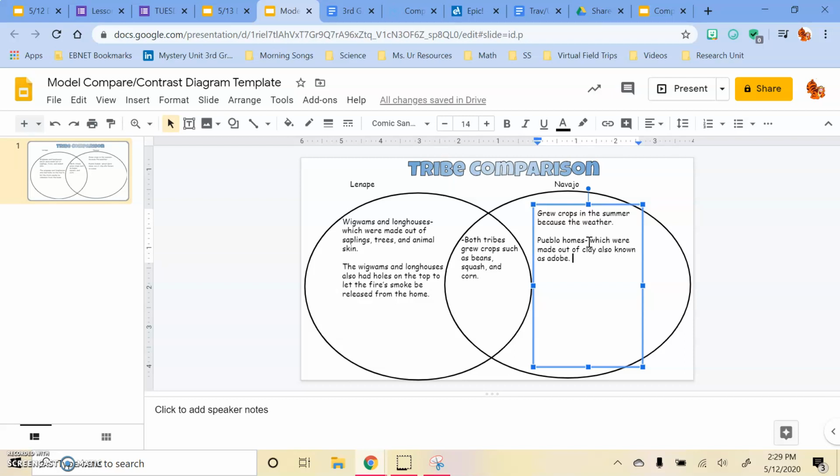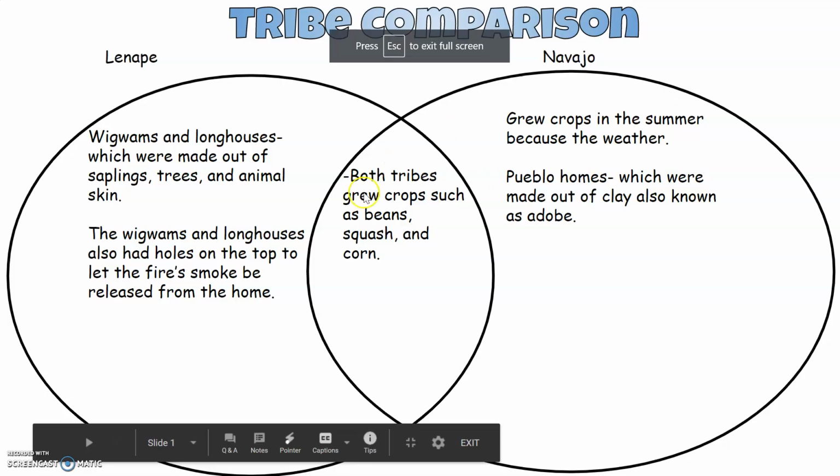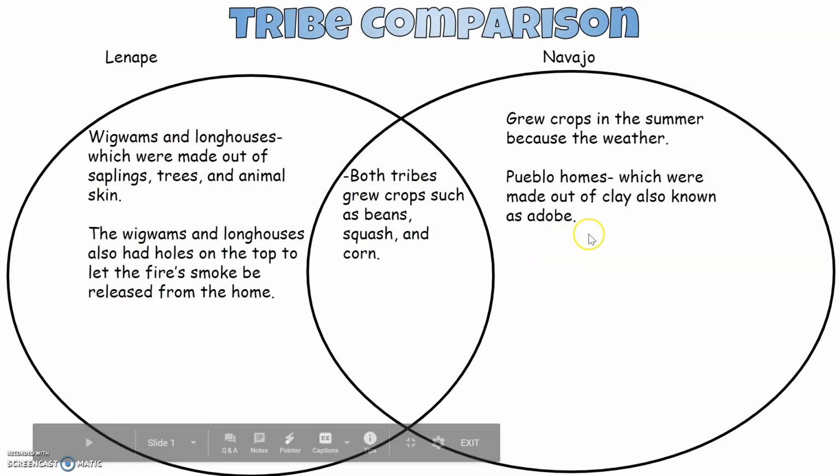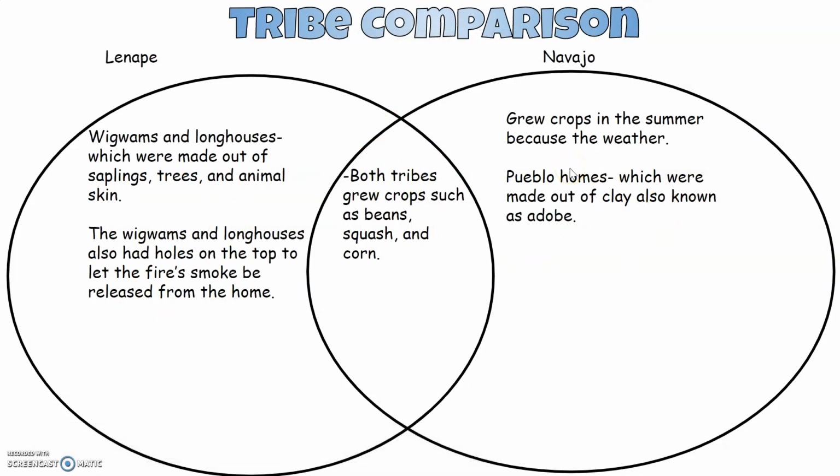So now we have a similarity between our two tribes, what they ate, and we have a difference about where the two different tribes lived, what types of homes they lived in.